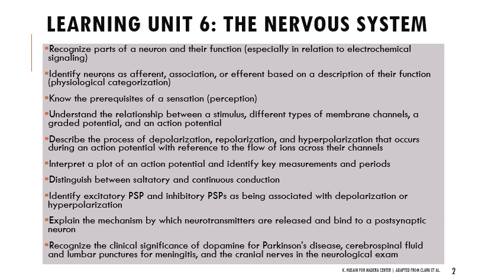In doing that, we're going to be thinking about the process of depolarization, repolarization, and hyperpolarization that occurs during an action potential, and thinking about how that relates to the flow of ions across their channels. We'll interpret a plot of an action potential and identify key measurements and periods within that, distinguish between saltatory and continuous conduction, identify EPSPs and IPSPs. The E stands for excitatory, the I for inhibitory, as being associated with depolarization or hyperpolarization. So thinking about how does that electrochemical signal pass from one neuron to the next.